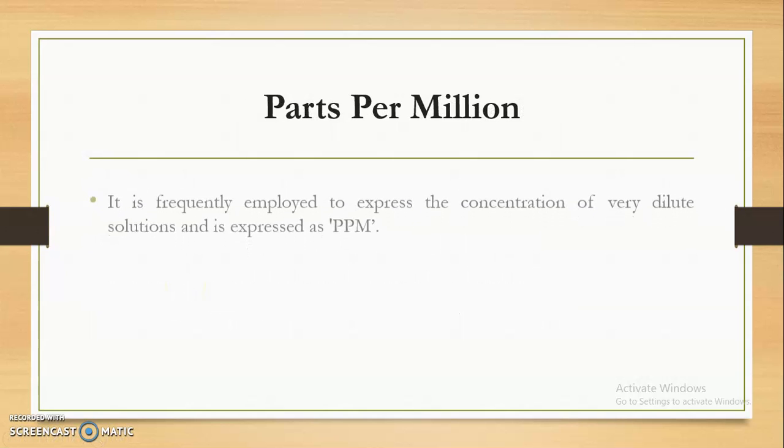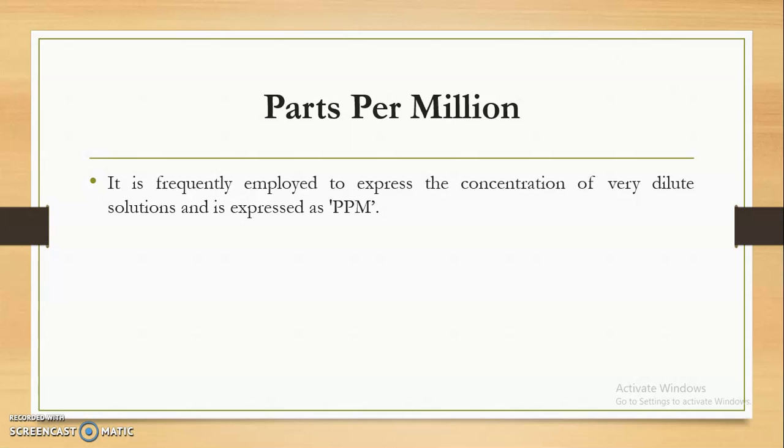Sometimes concentrations are also expressed in terms of parts per million, that is the ppm. This is useful for solutes which are present in very minute quantities. It is frequently employed to express the concentration of very dilute solutions and is expressed as ppm.